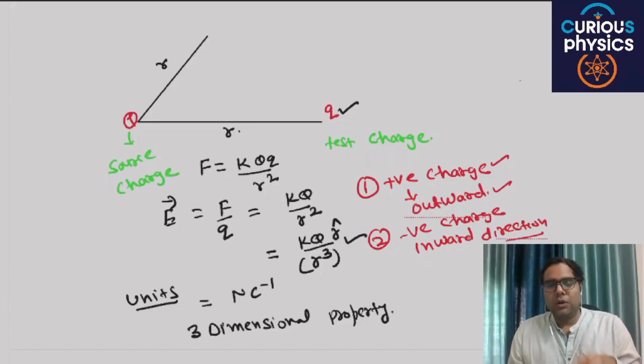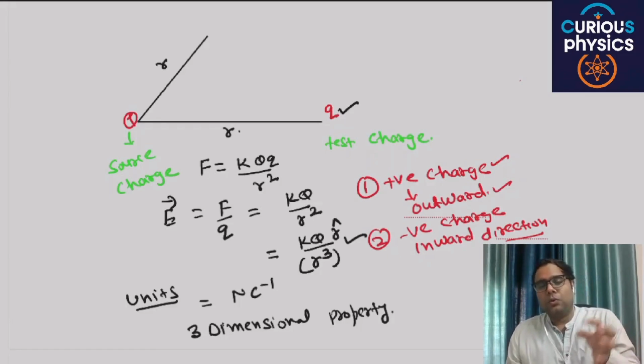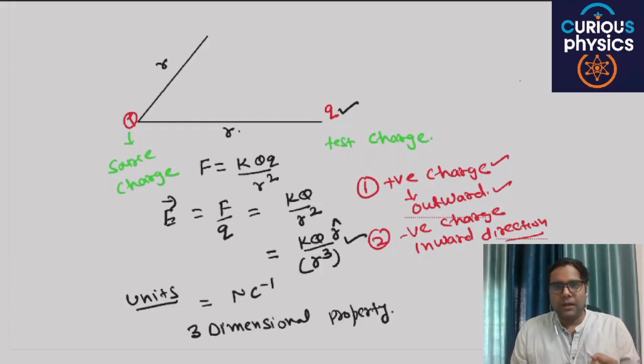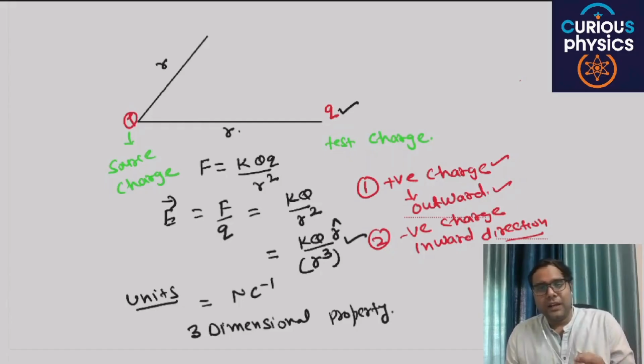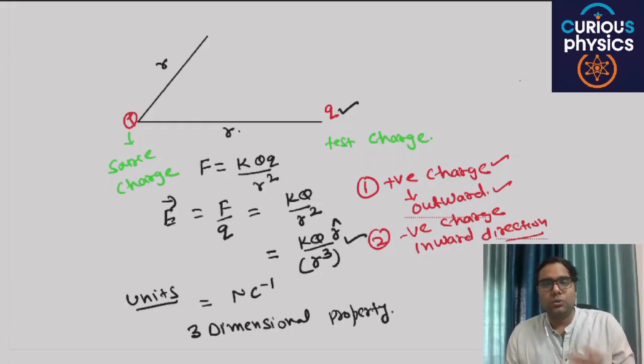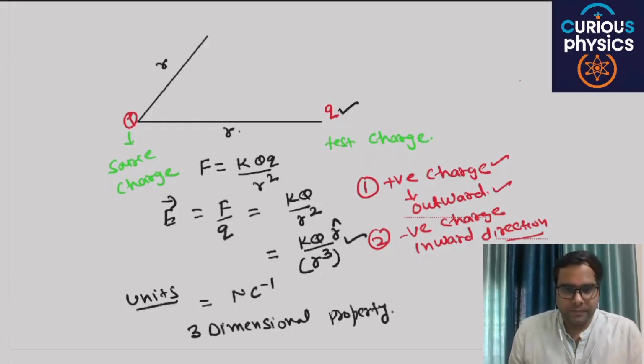Because if you know the electric field at a particular point, then you just have to multiply it by a smaller charge q to get the force. But in case of Coulomb's law, you always have to apply Coulomb's law at a particular point. So this is basically a more or less easier way to show the effect of forces, or you can say the force between the two charges.